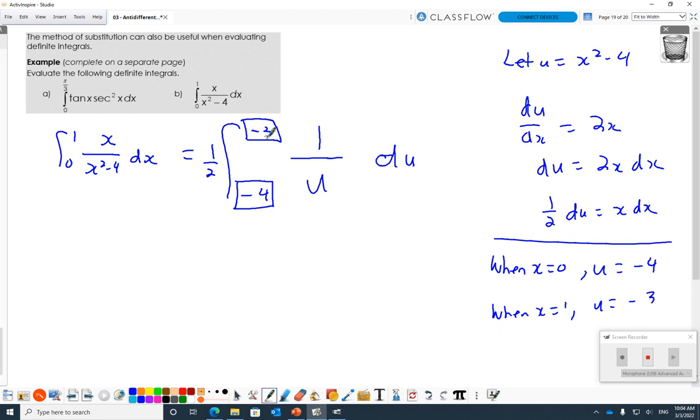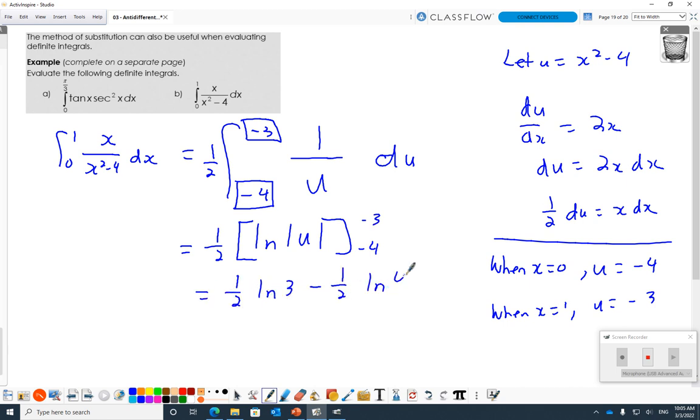And what's the integral of 1 over u? It's a trap. Ln absolute value of u, from -4 to -3. It has to be absolute value of u because 1 over u exists everywhere. So ln u has to try to exist everywhere. So we put the absolute value in there. And so I get 1/2 ln 3 minus 1/2 ln 4, which equals 1/2 (ln 3 minus ln 4).